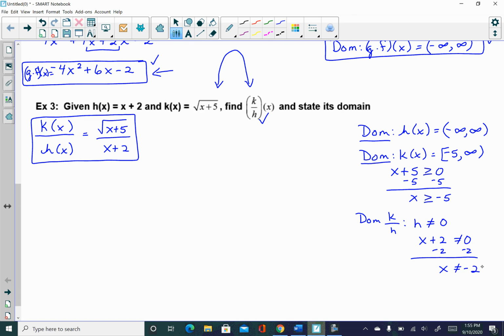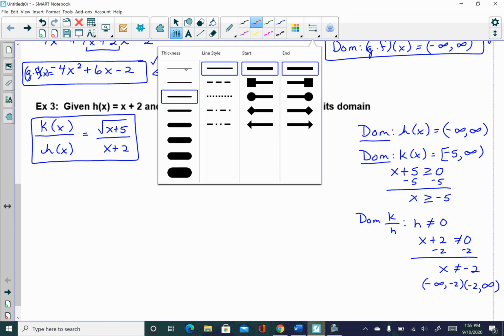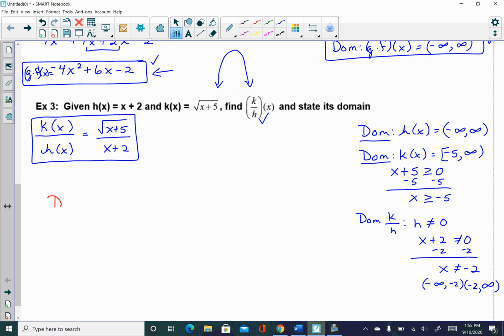So what that allows me to see is that my new restriction here so far is that it's going to go from negative infinity to negative 2, and then from negative 2 to positive infinity. The overall domain of k of x over h of x is where all of this overlaps.